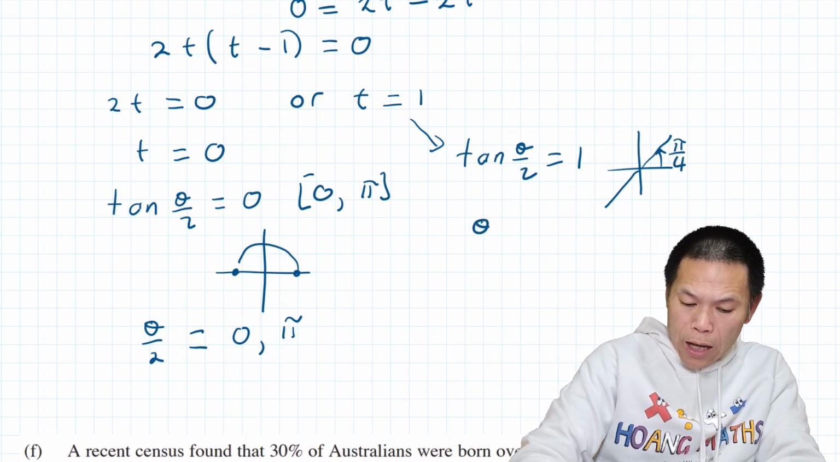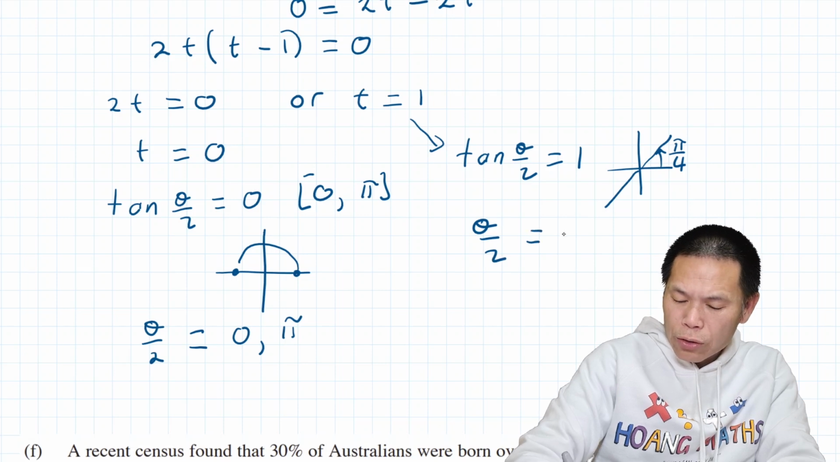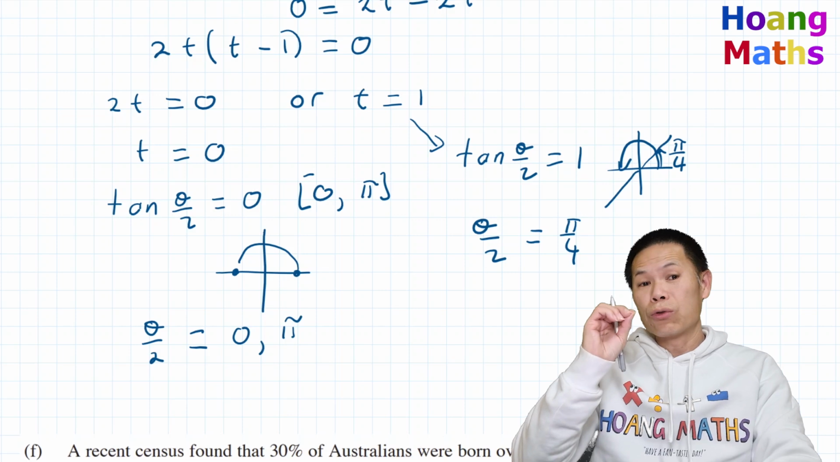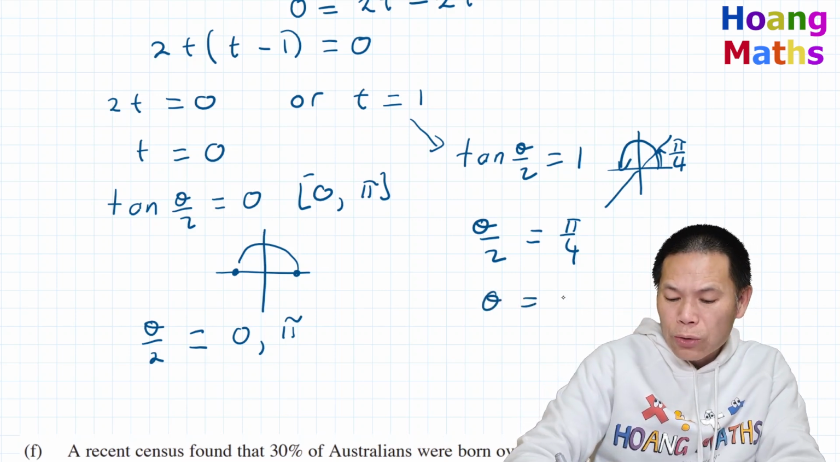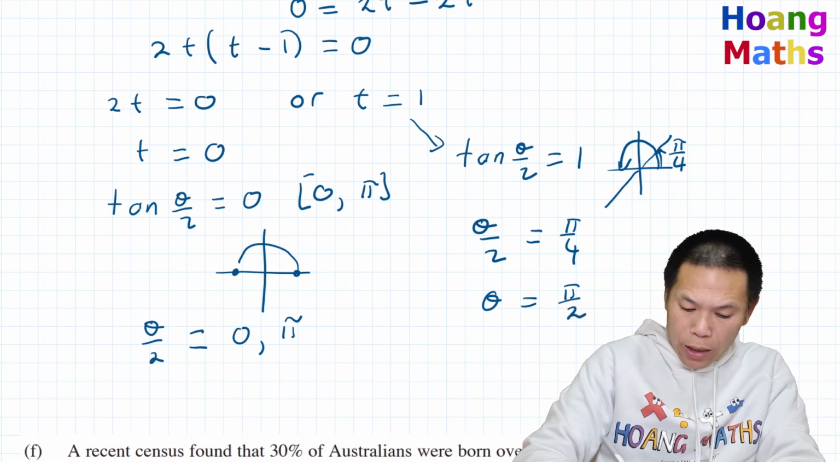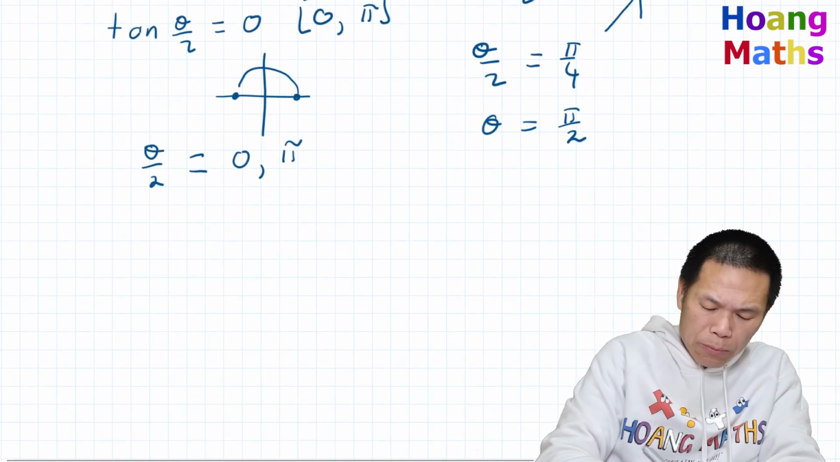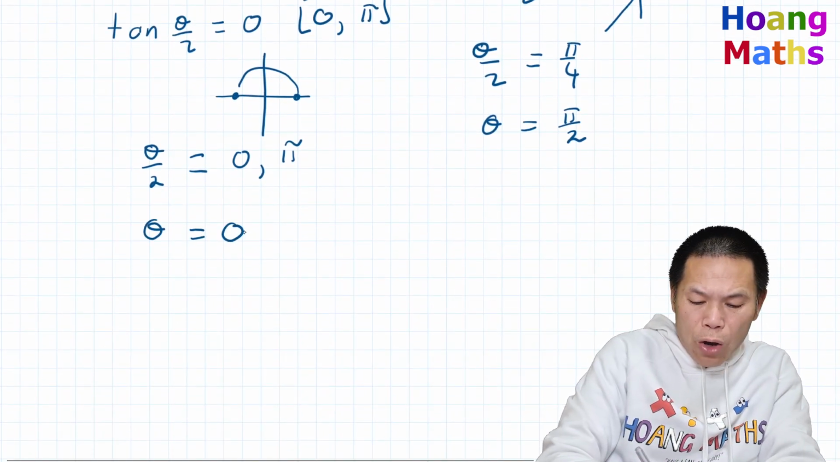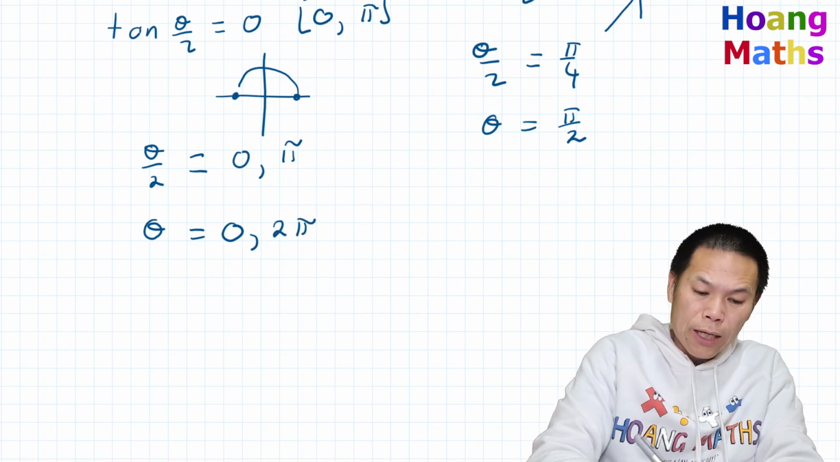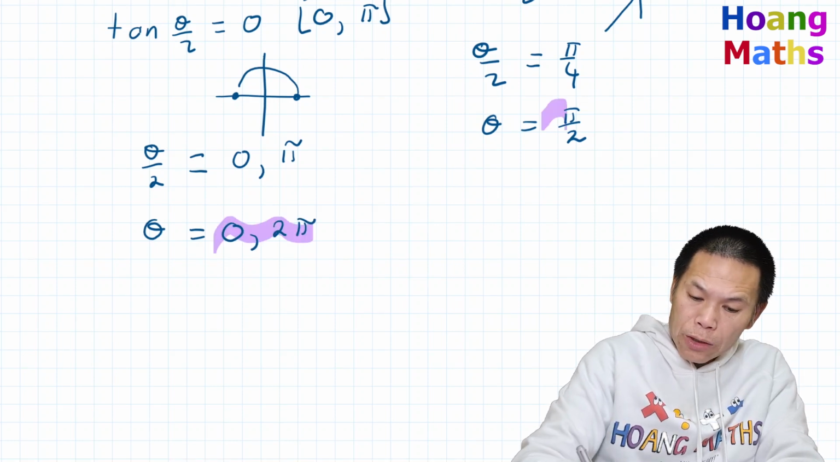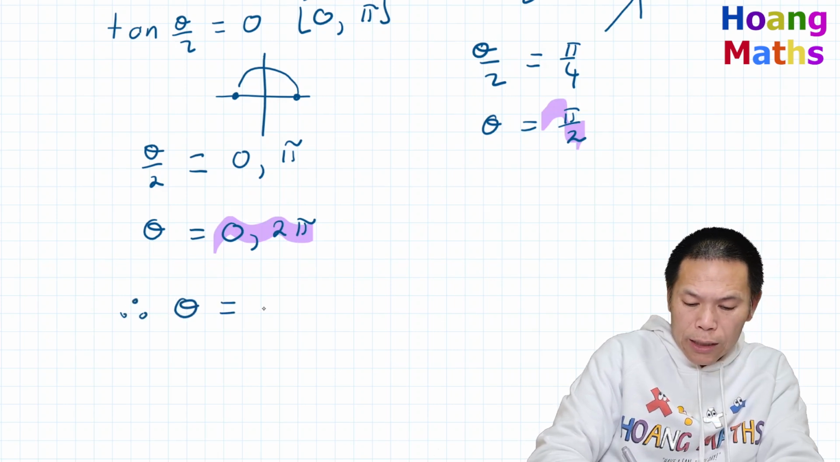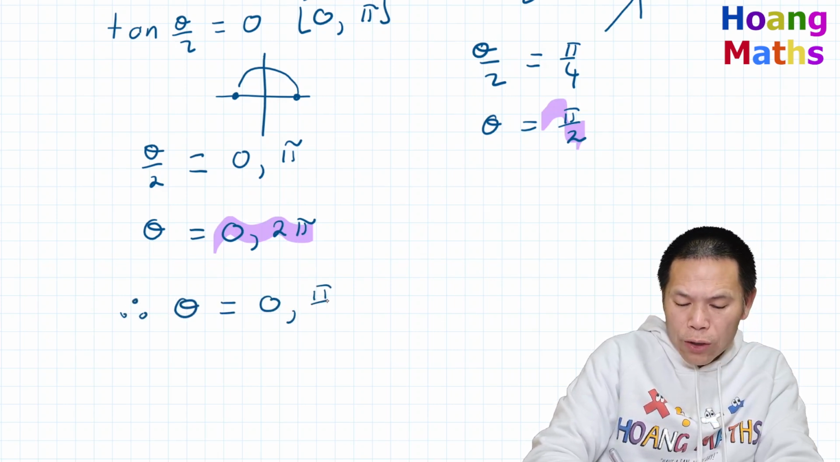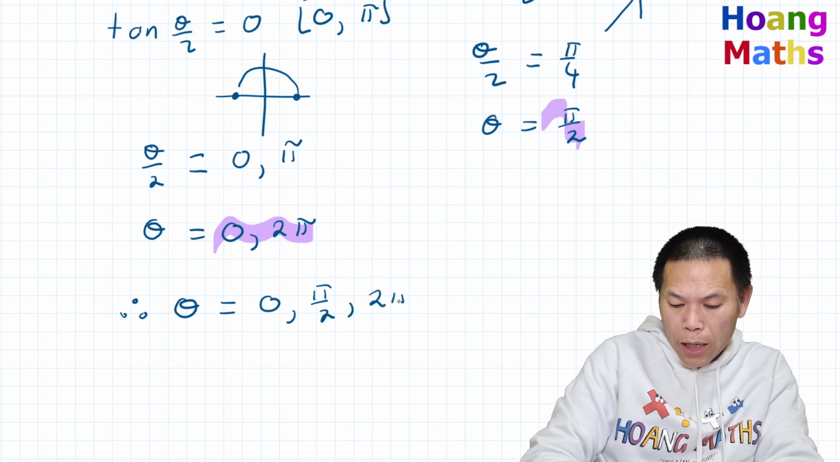So that means theta over 2 is equal to pi over 4. And it stops here because the domain is from 0 to pi. Now we times 2, so theta must equal pi over 2. And in here as well, if I times 2 on this side, theta must be equal to 0 and 2 pi. And these are the answers. So therefore, theta is 0, pi over 2, and 2 pi.